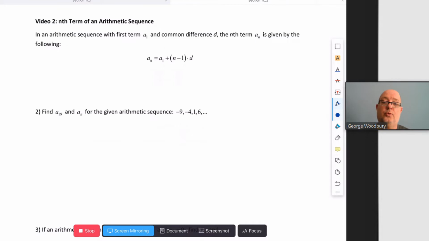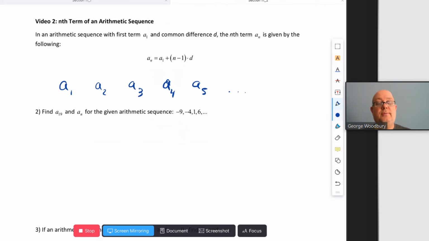So the formula is given on the screen as a sub n equals a sub 1 plus n minus 1 times the common difference d. A little bit about that formula. So let's write a few of these: a1, a2, a3, a4, a5, and so on.